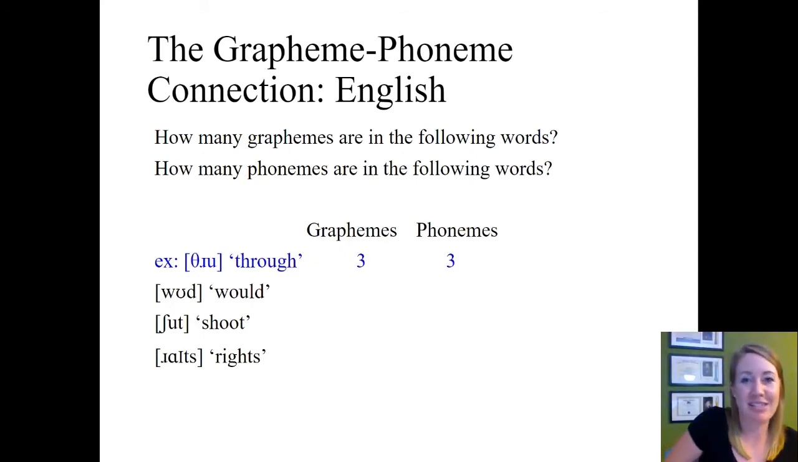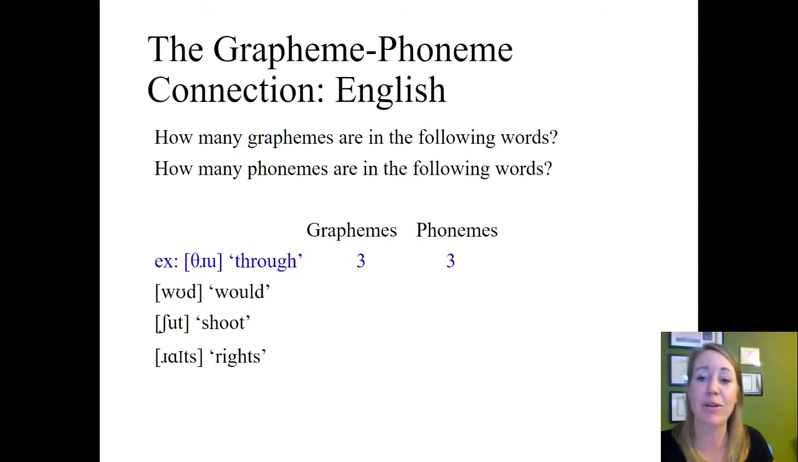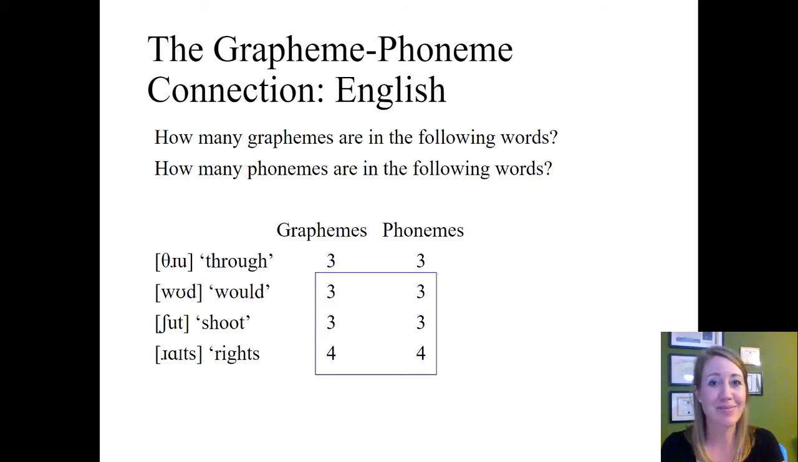So again, when I ask, how many graphemes are in the following words and how many phonemes are in the following words, the first thing you should have done is written everything in IPA. The funny thing is that I already gave that to you, okay? So your next step would be to connect the dots. What letters in the word represent what sounds? What letters in those words trigger you to produce the sounds you're producing? And so you would write numbers. Did you get this? There are 3 graphemes in the word wood, and there are 3 phonemes. There are 3 graphemes in the word shoot, and there are 3 phonemes. There are 4 graphemes in the word writes, and there are 4 phonemes.